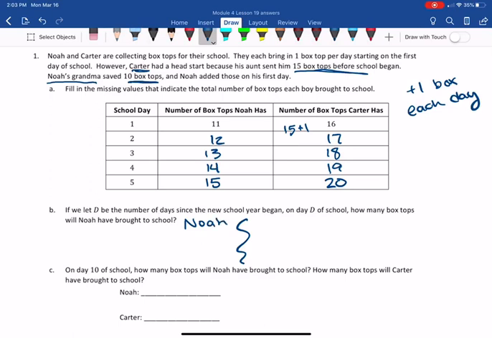Okay, over here, let's just do it for Carter. I know it doesn't say Carter, but I want to add Carter so you guys understand. Okay? So Noah's grandma gave him 10. So D plus 10 equals the number of box tops. Because if I plug in 1 for D, it would be 1 plus 10 equals 11. Okay, let's go on to Carter.